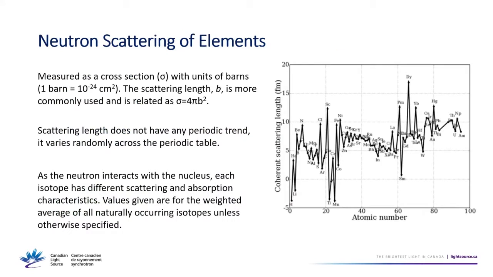So with neutrons, if you're looking at the coherent elastic scattering, this is a chart of the value of the scattering by atomic number. And as you can see, with neutrons, there's no real pattern to it. Like with X-rays, it just increases with the number of electrons in the element. With neutrons, it's kind of just random.